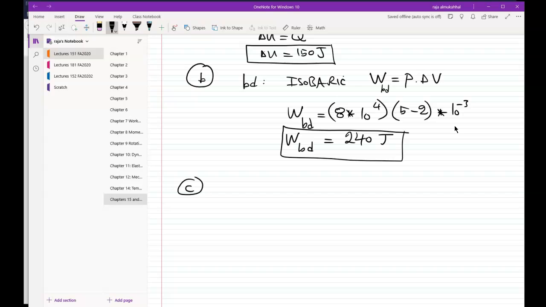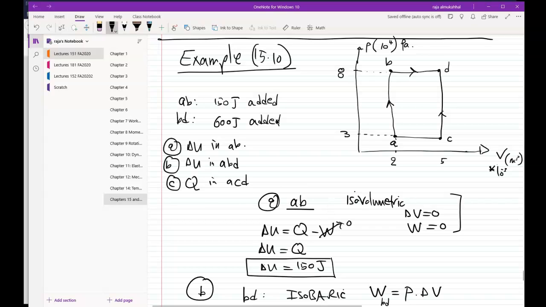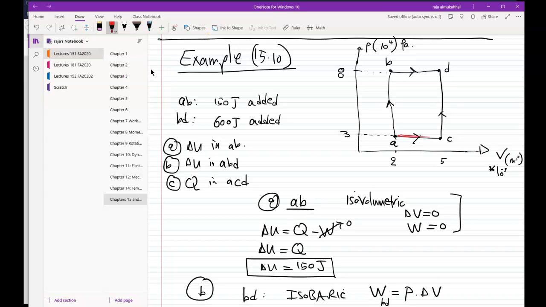Now part C, he says, what is the heat added for the process ACD? In other words, going this direction, ACD. Got it? This direction. Maybe I should put it in a different color. Do you mind? Let me put it in a different color. Should have done that earlier. There we go. Is that better? Okay.